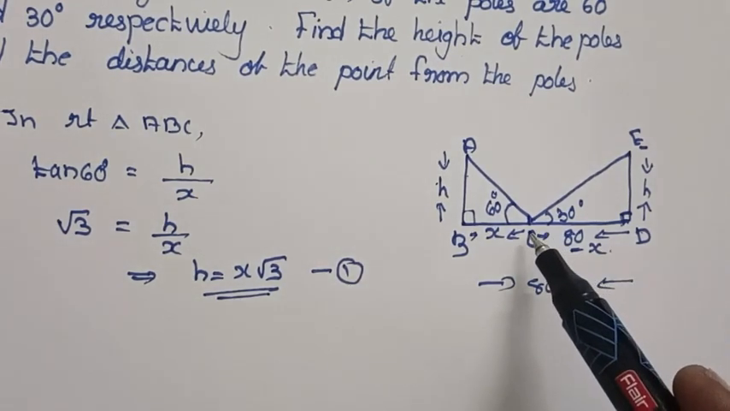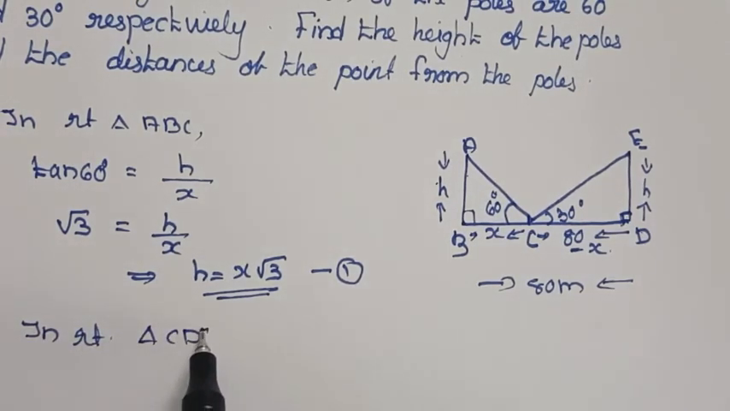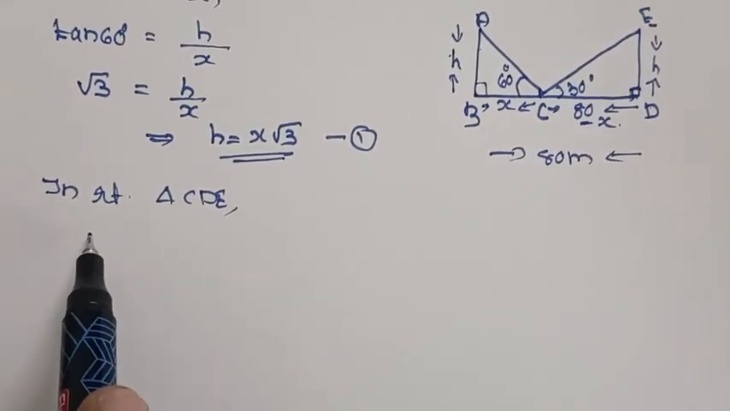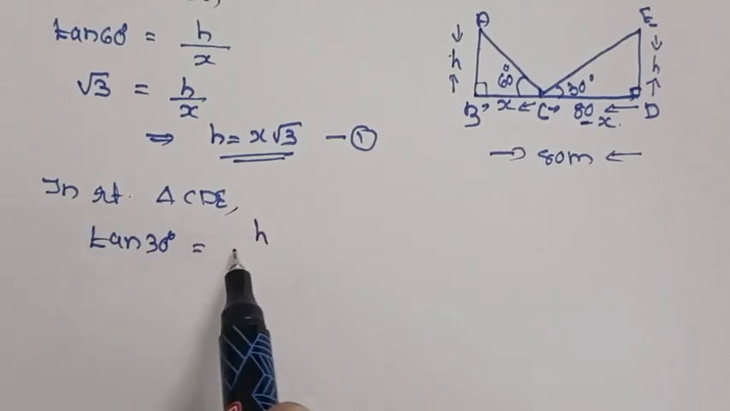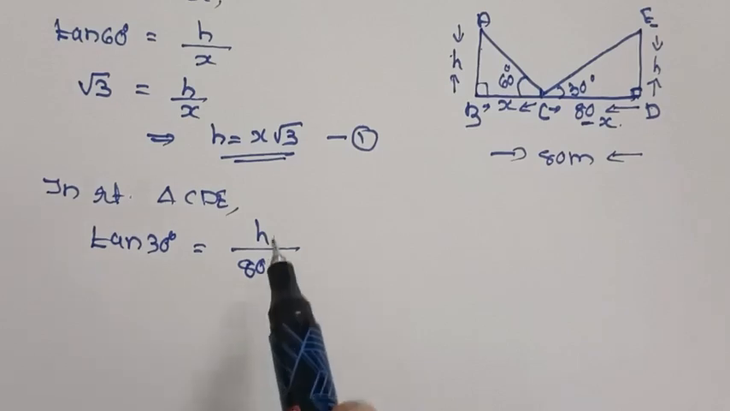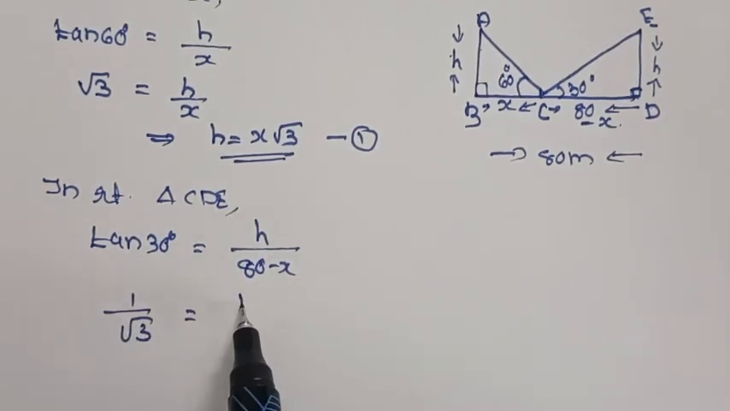Now take the second right triangle, that is CDE. In right triangle CDE, opposite and adjacent we have to connect. So take tan 30 degrees. Okay. Tan 30 degrees equal to opposite side h by adjacent 80 minus x, h by 80 minus x. Tan 30 is equal to 1 by root 3, that is equal to h by 80 minus x.